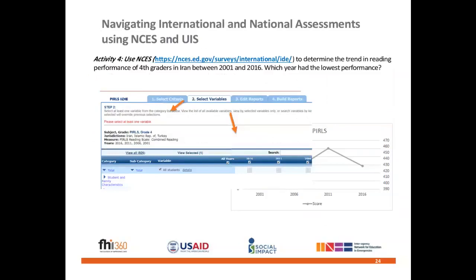So the answer is a bit hidden in the graph there, but the answer for Iran is the lowest scoring year for fourth graders in reading was in fact in 2001. So it's a little bit blocked there in the slide so that you wouldn't see the answer. I see Amy Lee got it just as I was about to give the answer. Well done, Amy. So with that, we'll move on.